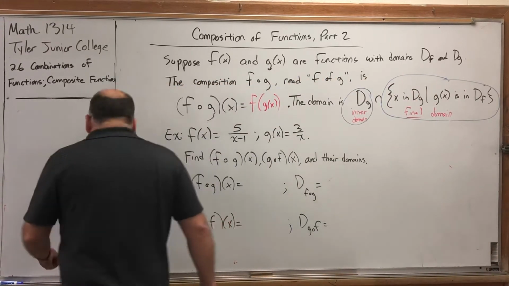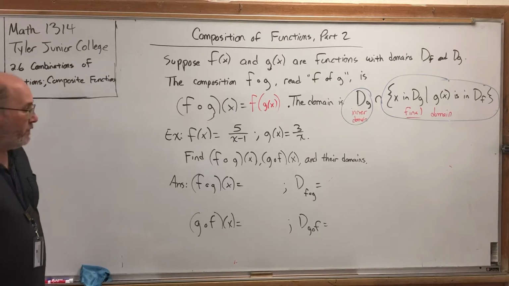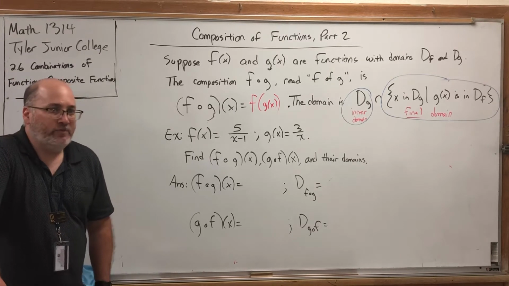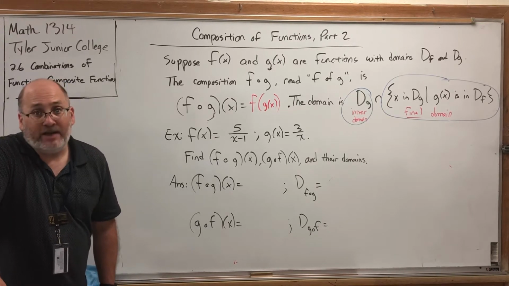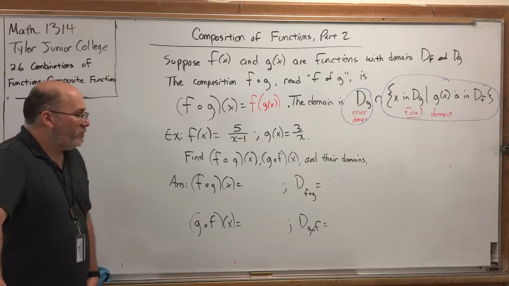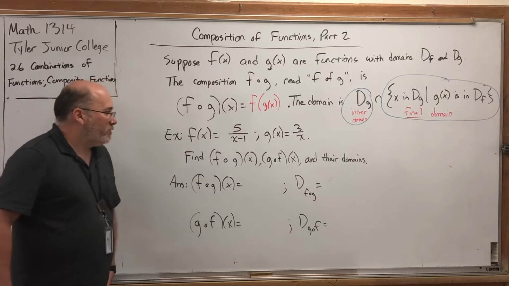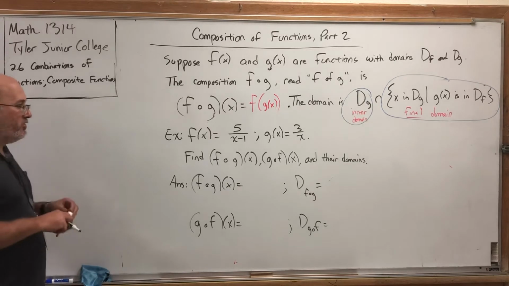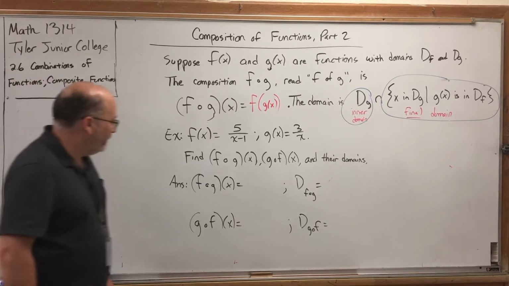So this example is pretty much like the one before, except now we have domain issues. In the previous video, our two functions were polynomials, so no denominators, no square roots, no problems in the domain. The domains were all real numbers all over the place. But these two functions, being rational functions, have denominators and therefore have domain issues. Before we get started, let's just quickly point out what we can't put into each function.